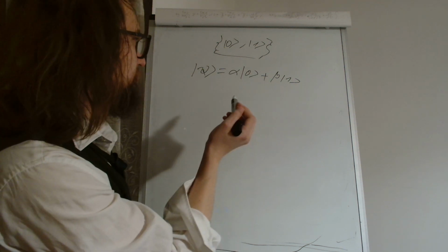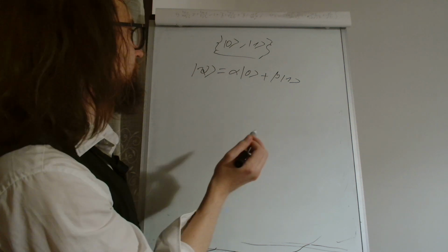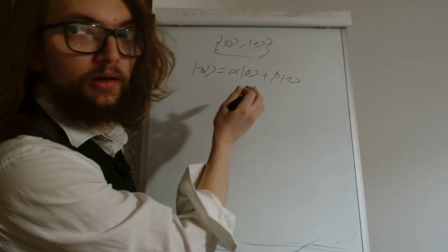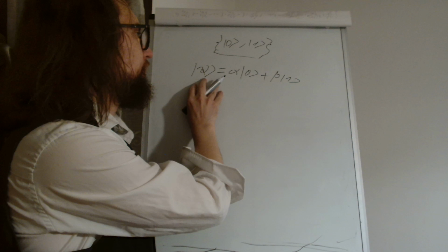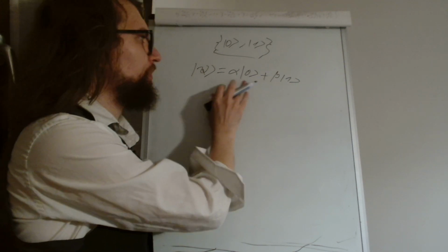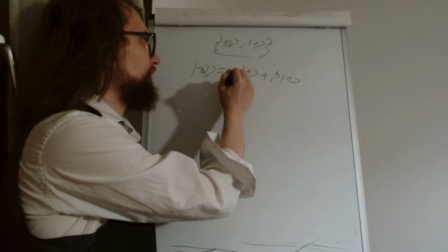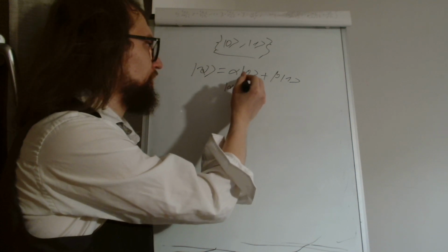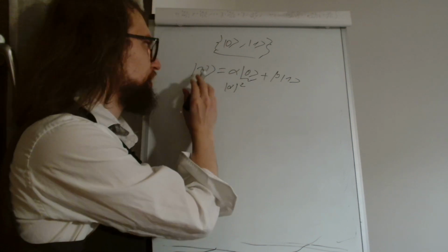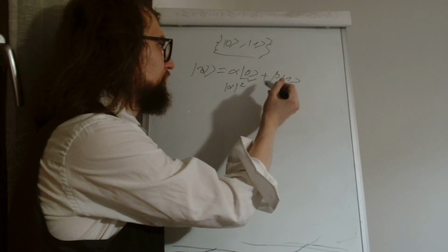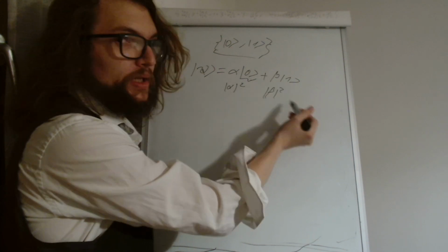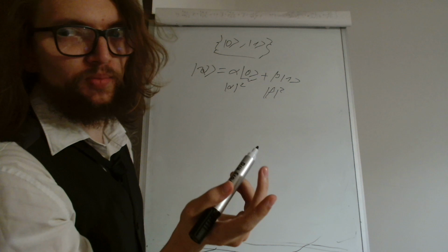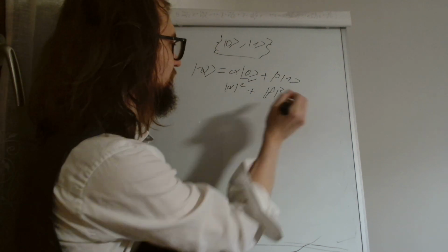And these are complex coefficients, and they represent the probability of measuring the state and obtaining a particular result. For example, alpha, the modulus squared of alpha is the probability of obtaining the result 0 when you measure psi. Instead, you have the probability modulus of beta squared when you measure 1 when you measure psi. And so since they are probabilities, they must add up to 1.